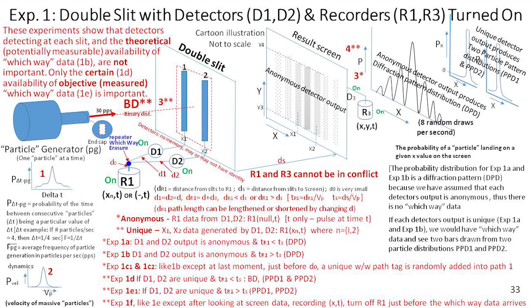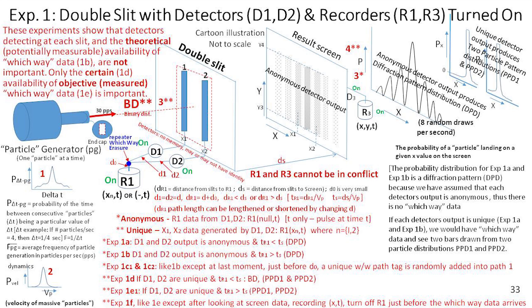So as you can see, this is an erasure experiment. As a particle goes through a slit, that creates a pulse in a detector. The detector then goes into a single point at D0 before it goes into R1. So by the time it gets to R1, there's no more information about which slit it went through, only that a pulse arrived.